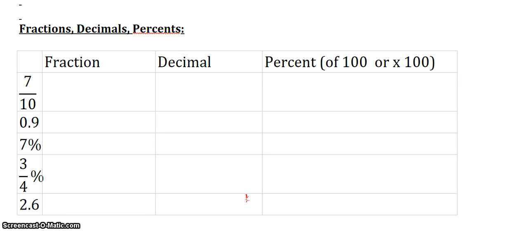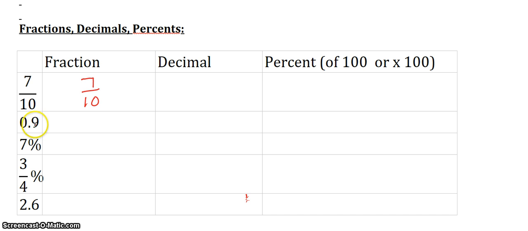Okay, ladies and gentlemen, so I put this little section on the bottom of your homework as a review from last year, but there were quite a few of you in class who said, oh my goodness, I don't remember how to do that. So let me put this up for you so that you can remember. Okay, so the fraction is pretty self-explanatory. A fraction is going to say the name. So if you have 7/10, the fraction is obviously just 7/10.